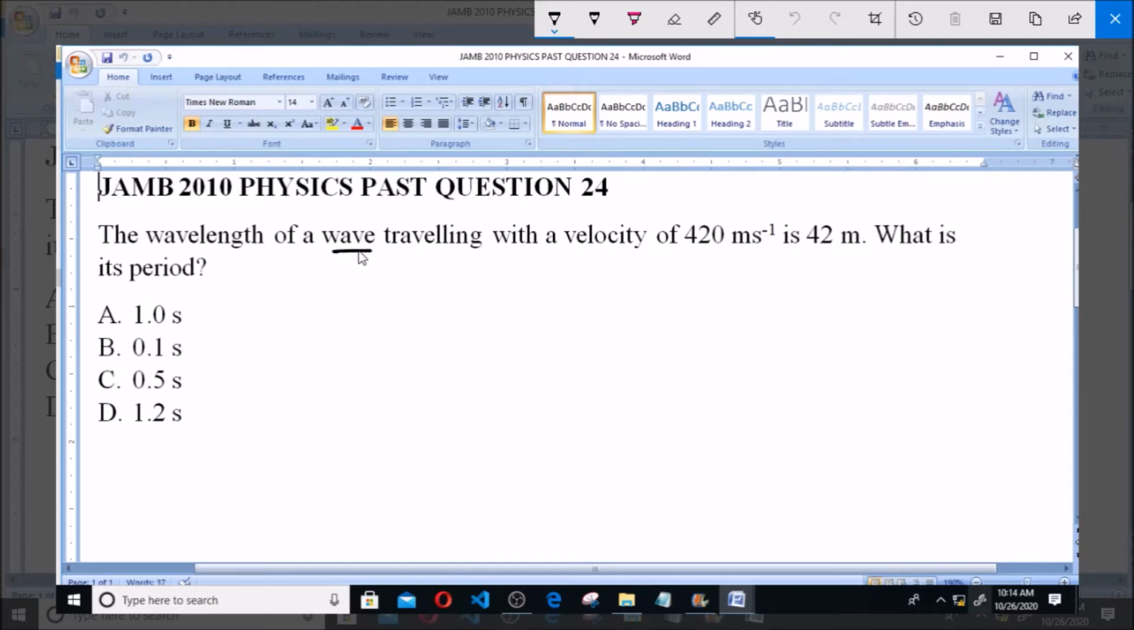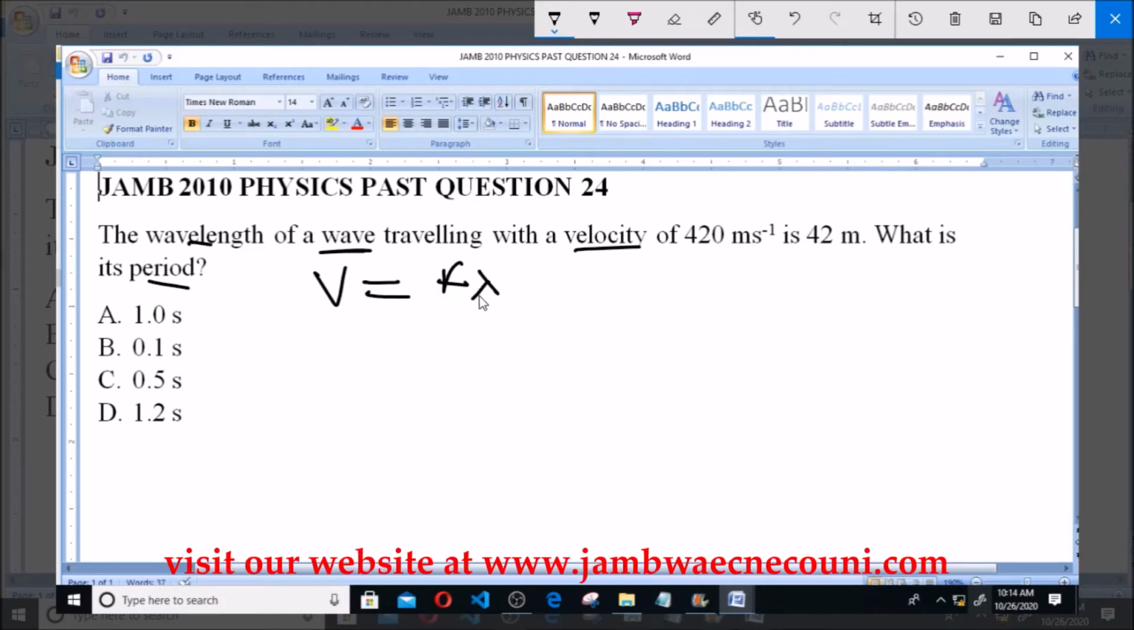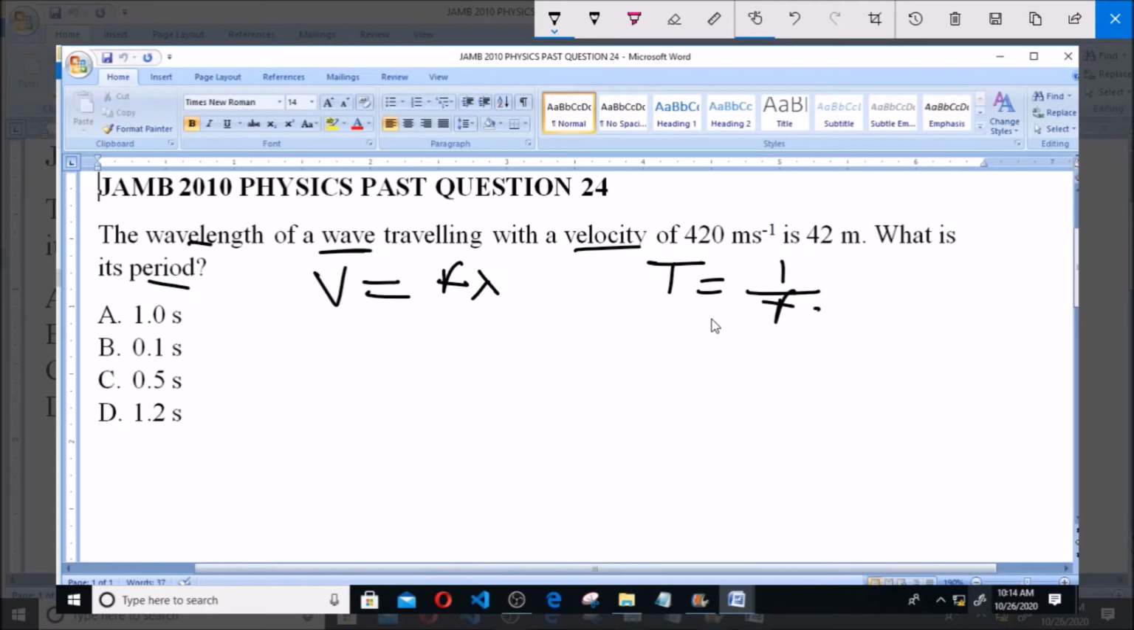So we are looking at waves, and we are dealing with wavelength and velocity, okay? And we're asked to find its period. Now we're going to be using two formulas to solve this question. The first formula, V is equal to F lambda, which is the first familiar wave formula, and the second one, T, which is period, equal to 1 over F. Now let's look at the first formula.